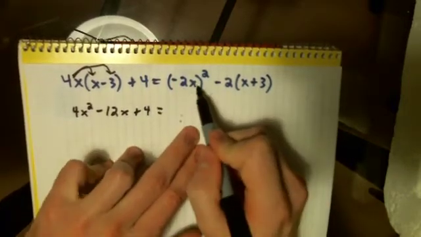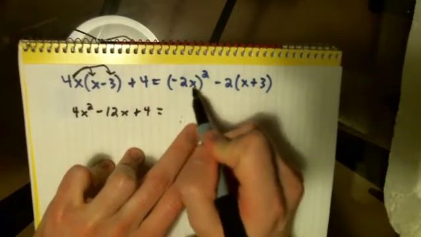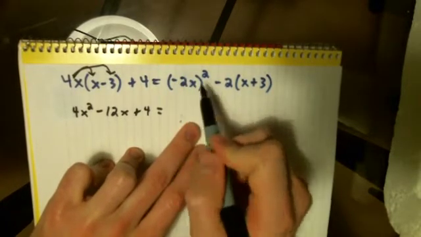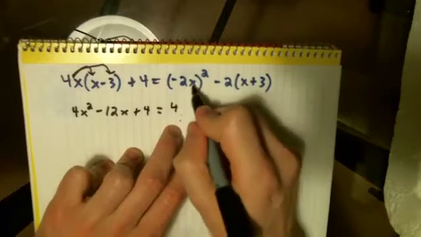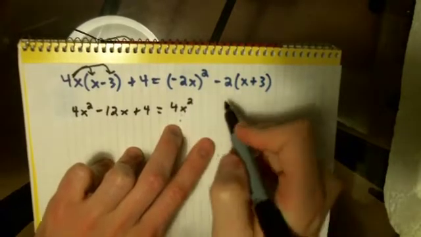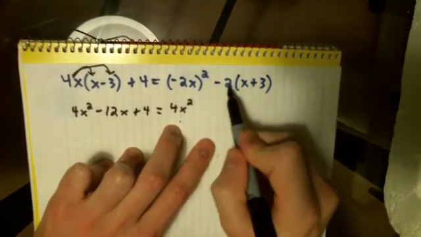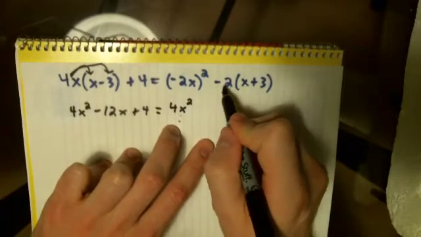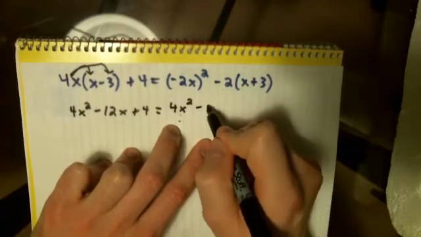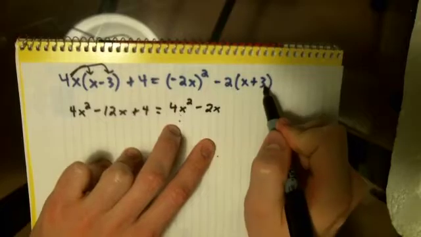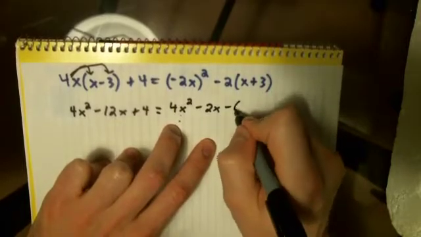Okay, negative 2x quantity squared. So I have to square each term in here. Negative 2 squared gives me 4. x squared is x squared. All right. Now here I distribute my negative 2. So negative 2 times x gives me negative 2x. Negative 2 times 3 gives me negative 6.